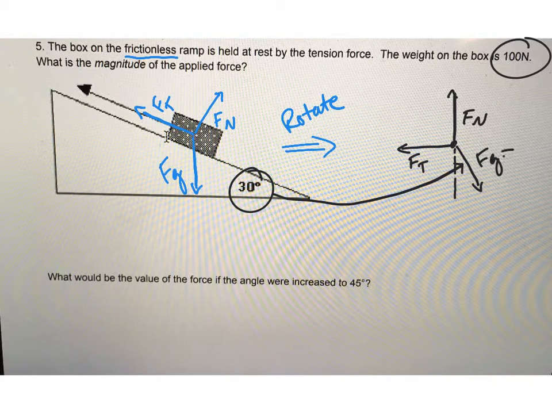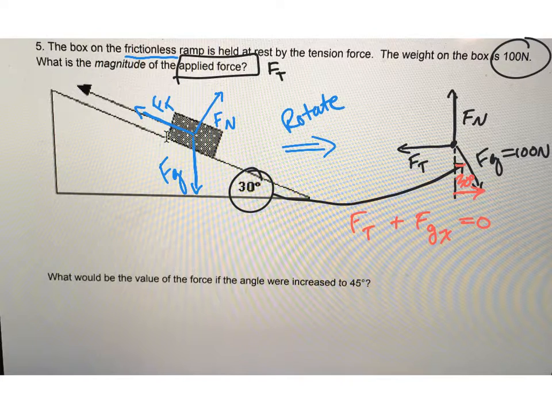So the problem tells us that the weight is 100 newtons, and it's asking for the applied force. In this case, we mean the tension. So what is the force of the tension acting on the box? Okay, so we've got the gravitational force, which we know, the angle, which we know. In order to solve for tension, the x component of the gravity is supposed to be equal to and opposite of the force of tension. So if we thought about a model for this, the force of tension plus the x component of gravity has to equal 0.